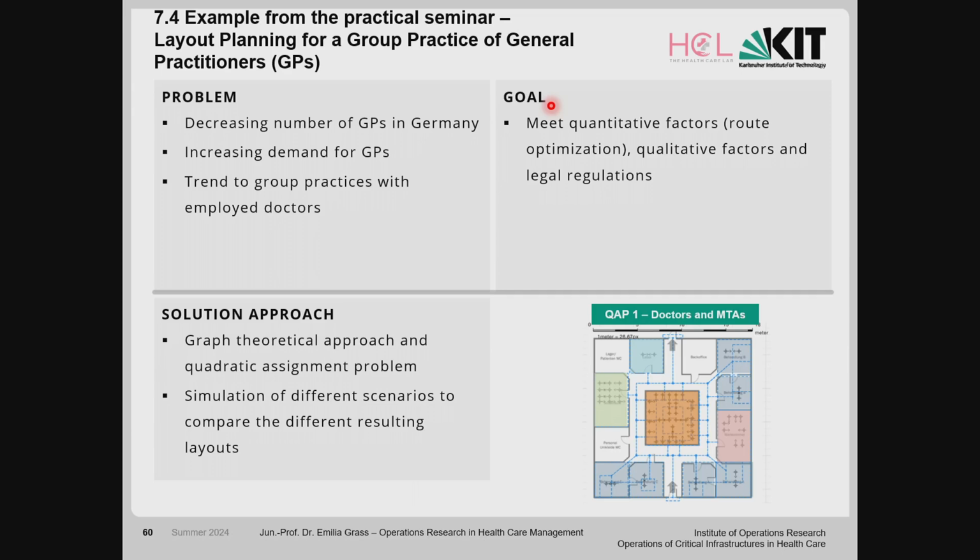The graph optimization, or the route optimization, is within the building, between the GPs, so where to place the toilets, the waiting room, the reception, and so on. And they use the graph theoretical approach and this quadratic assignment problem to solve that, and use simulation for different scenarios. So what if we rearrange that, and what if the demand decreases for particular GPs or for particular types of diseases and treatment.